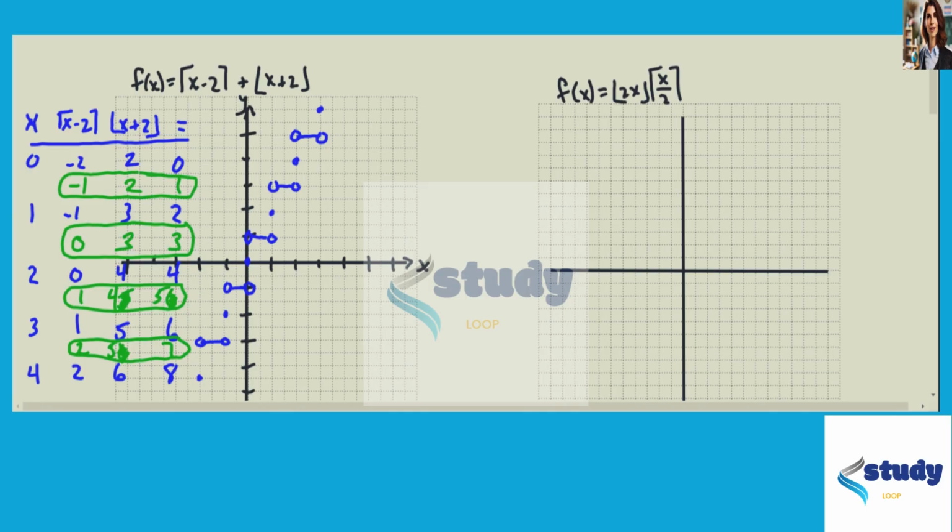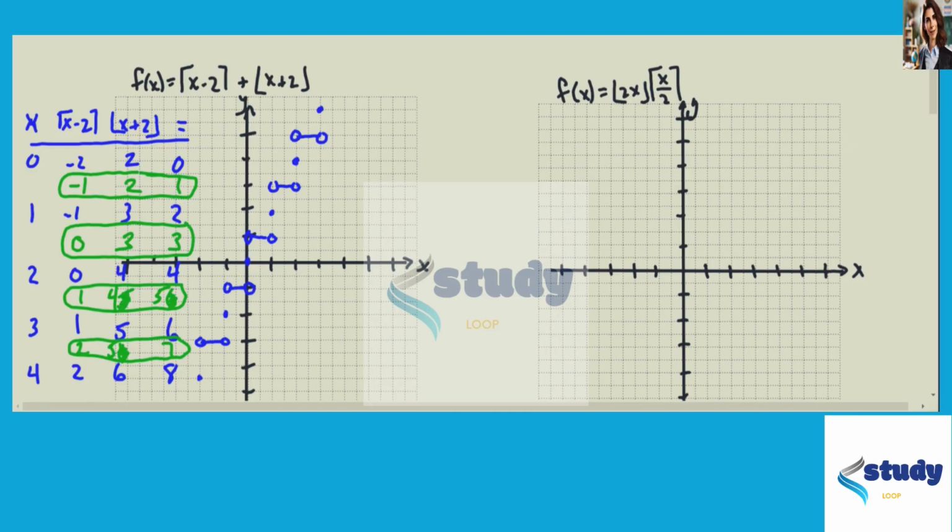Okay, next one. I think this is probably one of the most complex ones out of the set that we've been given in this problem. So just like the last one, we're going to start by seeing what the values are at the integers, and then we're going to see where each of these pieces change.